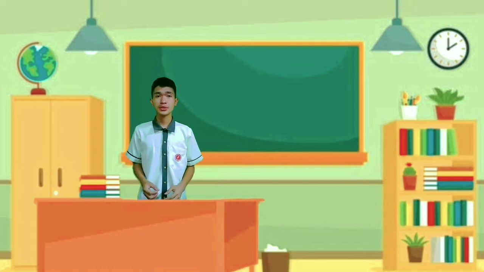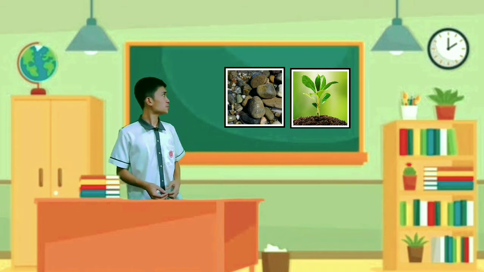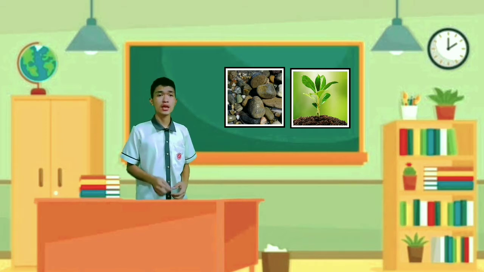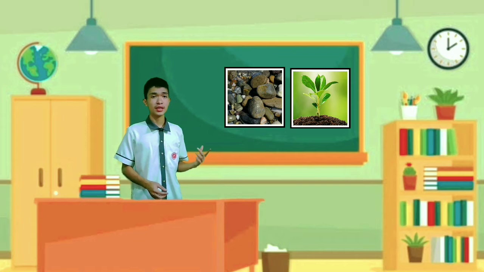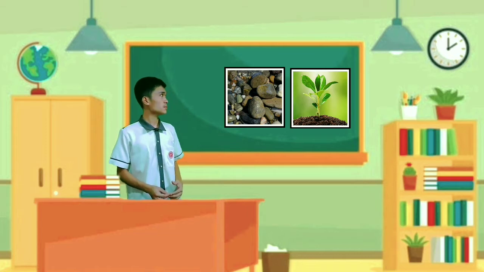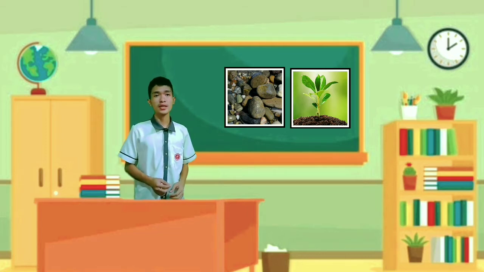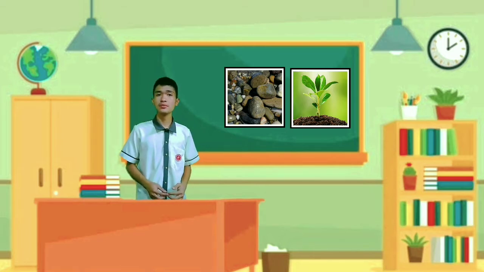I have here two pictures, the first and the second picture. What is in the first picture? Yes, these are rocks. How about the second picture? Correct, it's a plant. Do you think they're different? Oh yes, they're different. In what way do the rocks and the plant differ from each other? Okay, the rocks are non-living or lifeless, while the plant is living or has a life. What else? Yes, the plant grows while rocks don't.